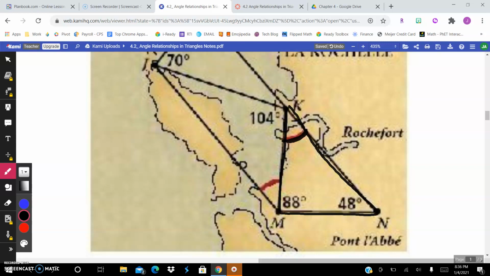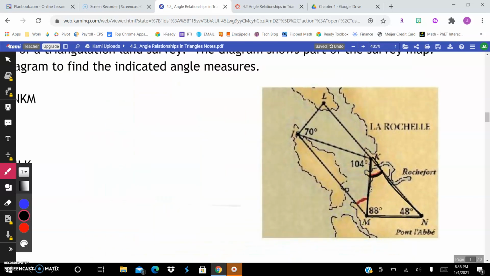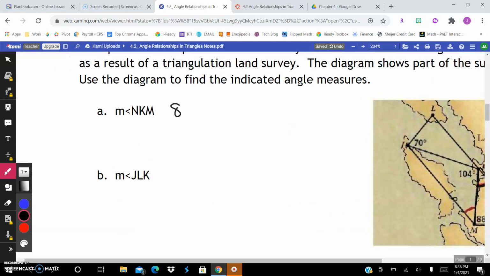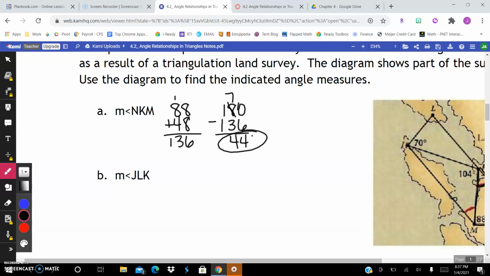And if we already know two of those angle measures, one's 88 and the other one's 48, then we can add those together, and we get 136. And we know that the third angle that we add on will give us 180. So we have to figure out what is missing. It looks like 44 degrees. So the measure of angle NKM is 44 degrees.